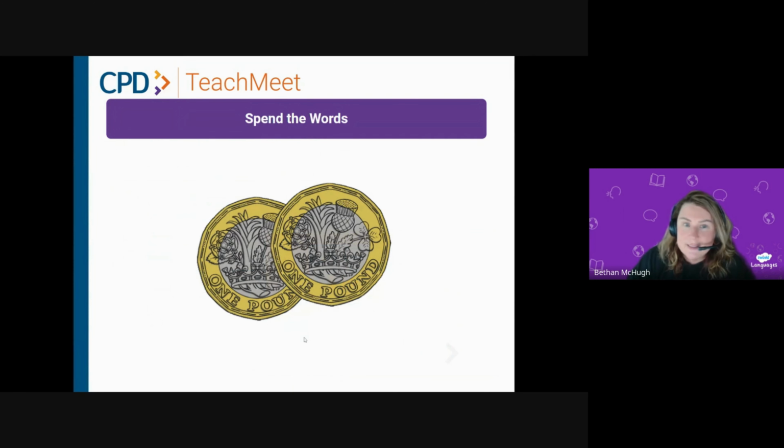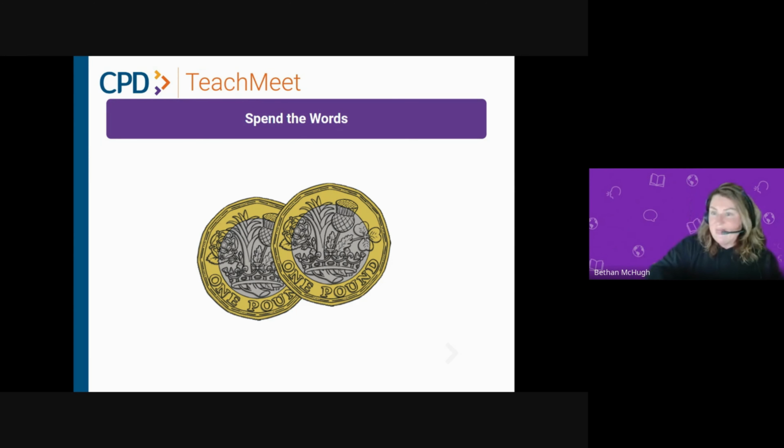Spending the words is great. You can do this in multiple ways. You can have some words on the board. You can quickly jot them down. So say you're learning about brothers and sisters, you could just put the word for brother, the word for sister, the word for family, things like that on the board. And children have to use as many of those words as they can in the sentence.